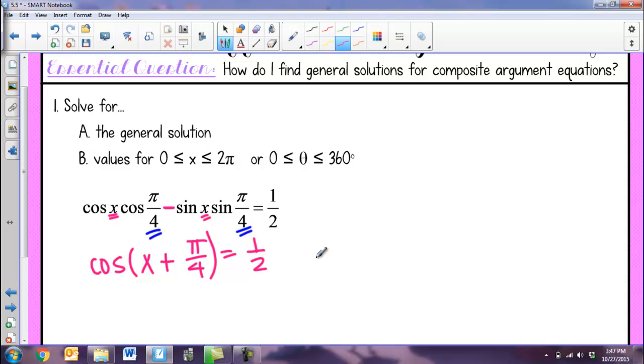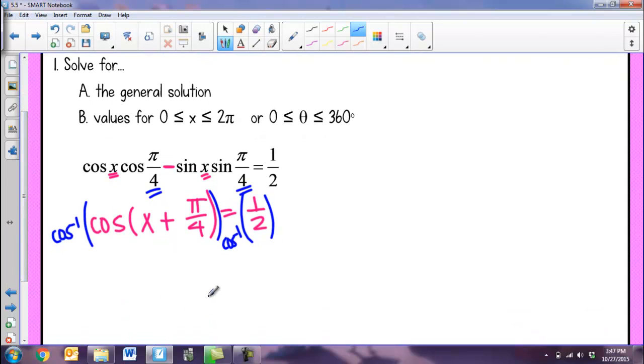Okay, now at this point, these are the same steps that we took before. Remember, if you are trying to get cosine to the other side, you cannot just divide by cosine. You're going to take the inverse cosine of both sides, and that's going to get rid of it. So I'm going to take the inverse cosine of that side to get rid of that cosine, and then I'm going to take the inverse cosine of 1/2. And so what I'm really dealing with here is the inverse cosine of 1/2 equal to x plus pi over 4.